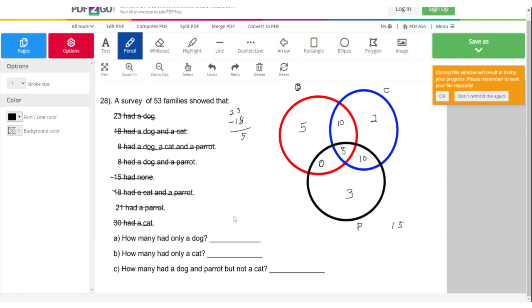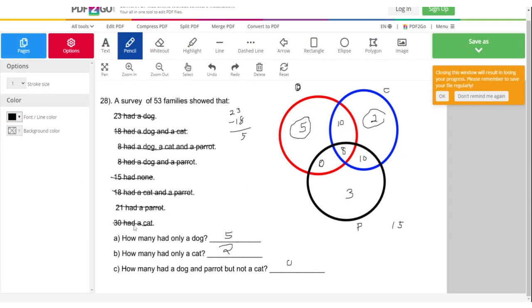Now, once you get that, the questions should just roll off pretty easily. You might want to check it and see if they all add up to 53, but I'm going to roll the dice here. How many had only a dog? Just right here is only a dog. How many had only a cat? How many had a dog and parrot, but not a cat? 0.